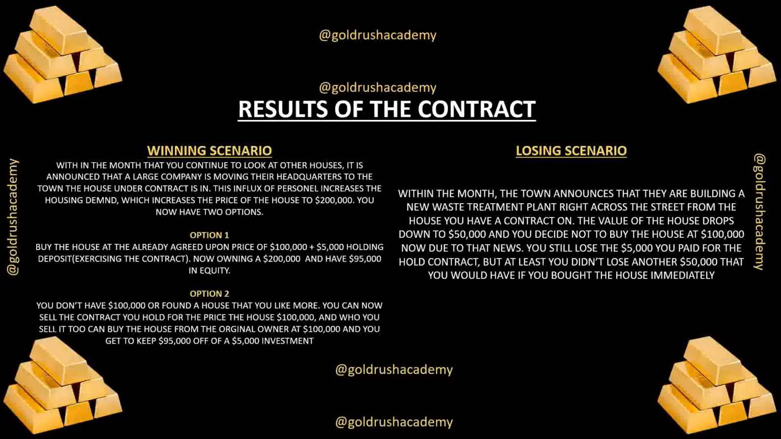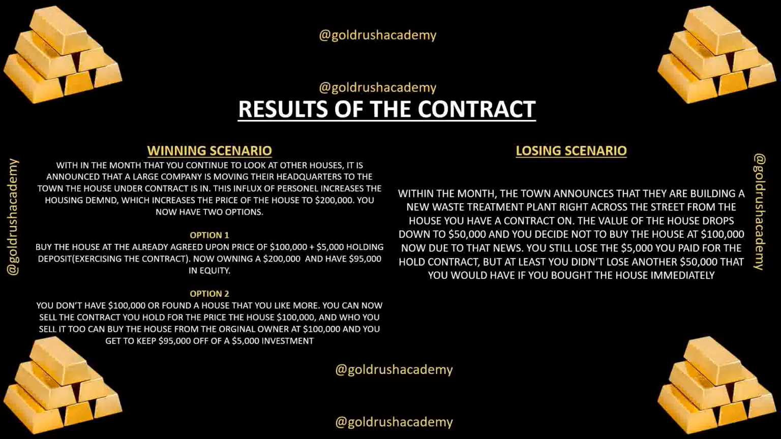Winning scenario: within the month that you continue to look for other houses, it is announced that a large company is moving their headquarters to the town the house under contract is in. This influx of personnel increases the housing demand, which increases the price of the house to $200,000. You now have two options. You can buy the house at the already agreed upon price of $100,000 plus the $5,000 holding deposit. This would be considered exercising the contract. Now owning a $200,000 house for $100,000, you have $95,000 in equity right off the bat.